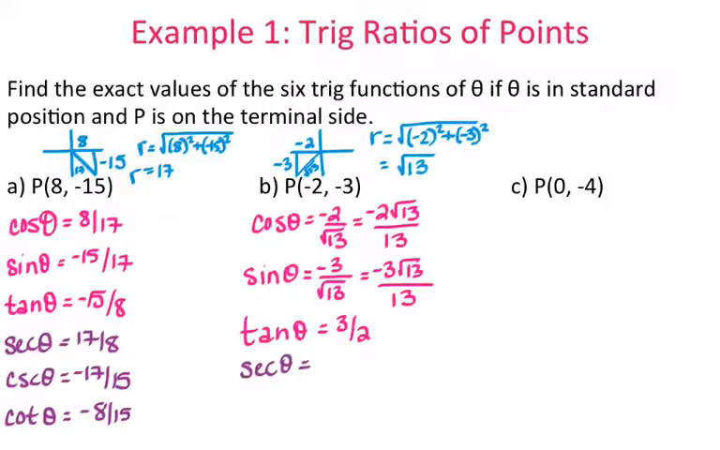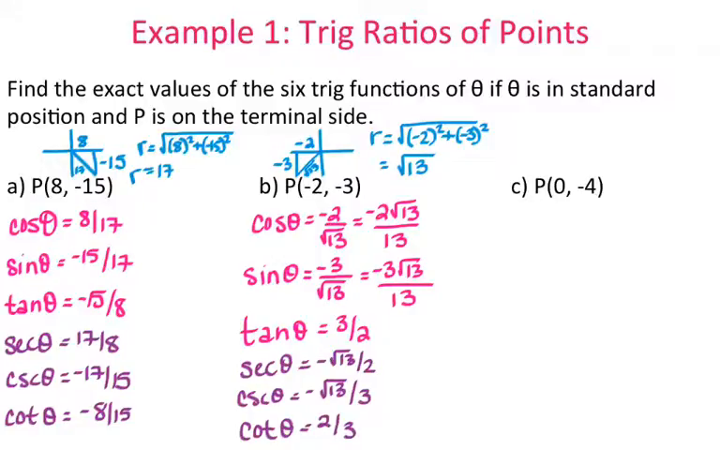And then for secant, secant matches up with cosine. I'm actually going to flip over this original value we got for cosine because this one looks a little more complicated to flip over. So when I flip over negative 2 over root 13, that gives me negative root 13 over 2. For cosecant, again, I'm going to flip over this original value we had for sine. That'll prevent me from having to change the radical from the denominator. So that's negative root 13 over 3. And since tangent is 3 over 2, cotangent is 2 over 3.